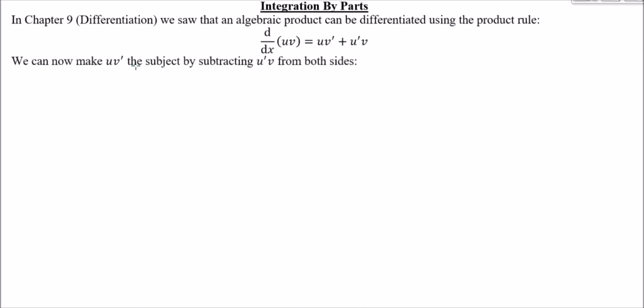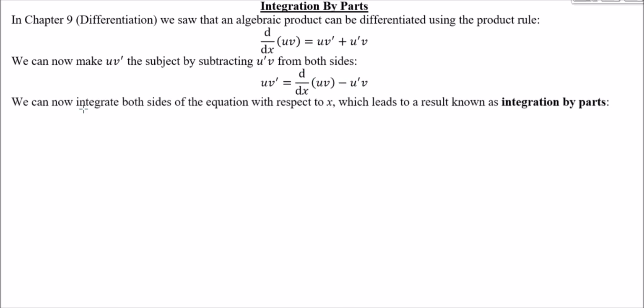We can now make uv prime, or uv dashed as I sometimes call it, the subject of this by subtracting u dashed v from both sides and then putting uv dashed first. So we can see that uv dashed is the derivative of uv minus u dashed v. What we could do now is integrate both sides of this equation with respect to x, and this result leads to what is known as integration by parts.